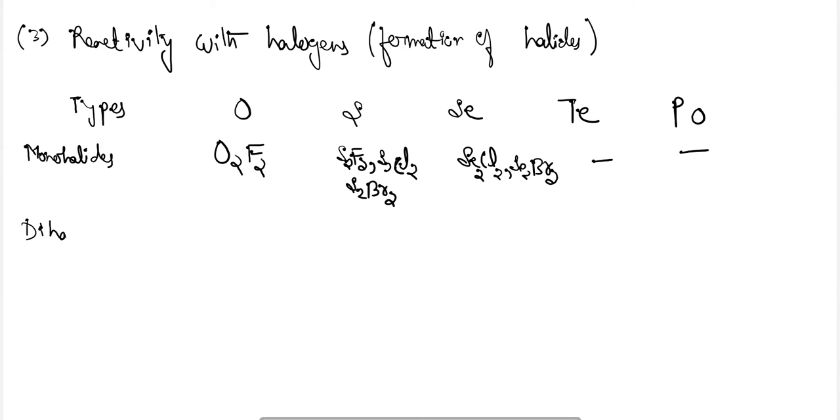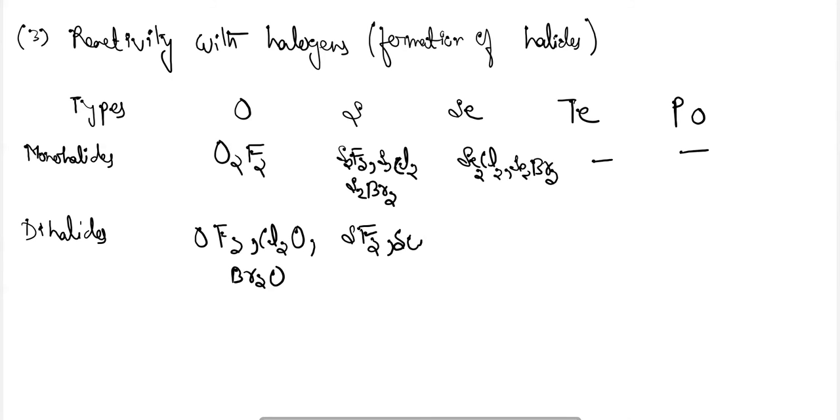Next are the dihalides. OF2, Cl2O, Br2O are possible halides which can be formed. SF2, SCl2, dihalides of sulfur. Selenium does not form any dihalides, while tellurium can form dihalides, and polonium also can form dihalides, PoCl2, PoBr2.